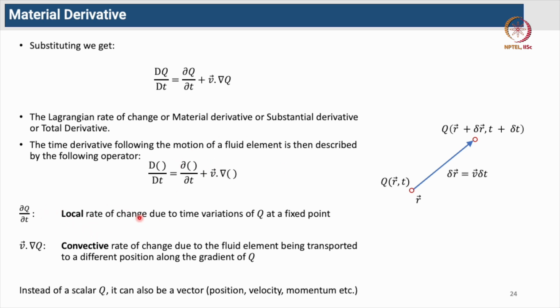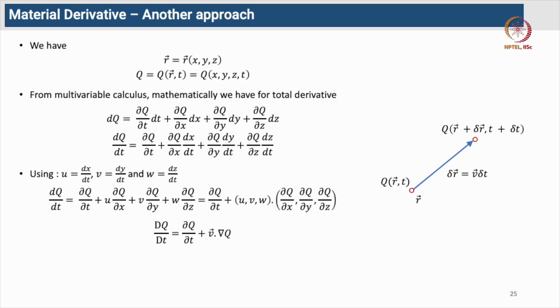So this is the local rate of change due to time variations of q at a fixed point. Then this is the convective rate of change because of the fluid element being transported to a different position along the gradient of q. So instead of scalar q, it can also be vectors like position, velocity, momentum. It can be anything. So this is what the material derivative was all about.